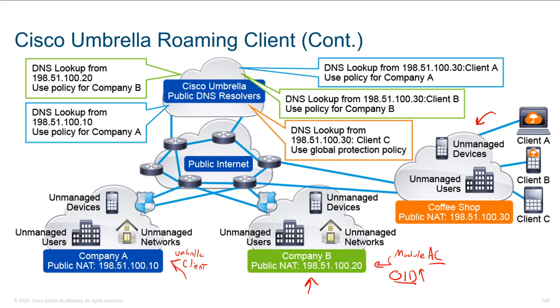Now, if somebody doesn't have that unique agent installed, so we don't know where they're coming from, we can still protect them, but we just use what's called a global protection policy. So the threat intelligence is constantly updated. We know where hostile things are, but we're not doing anything special. Why? Because we don't really know who you are, so we can't apply a company-specific policy. So just wanted to encourage you to use the roaming client or the AnyConnect plugin to get the most out of your Cisco Umbrella installation.